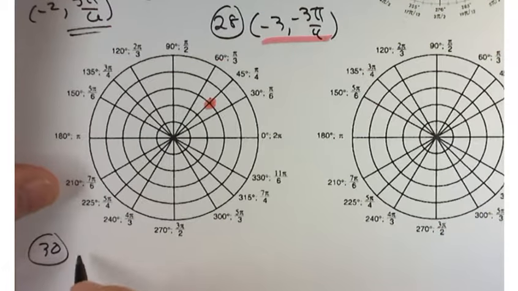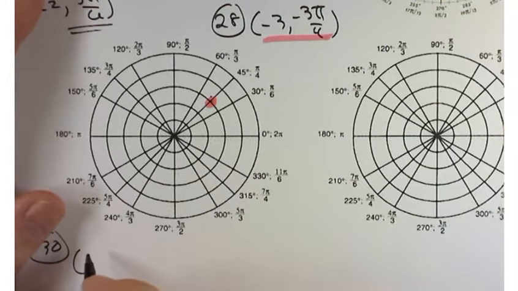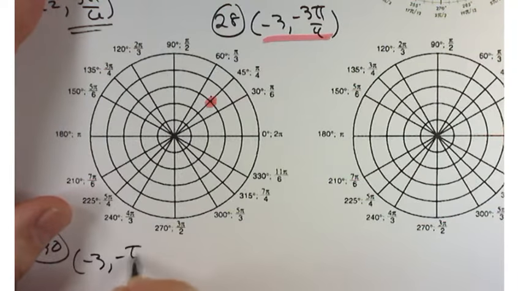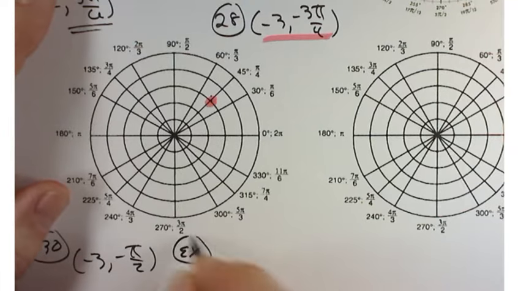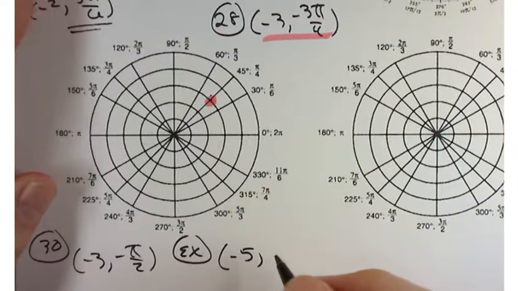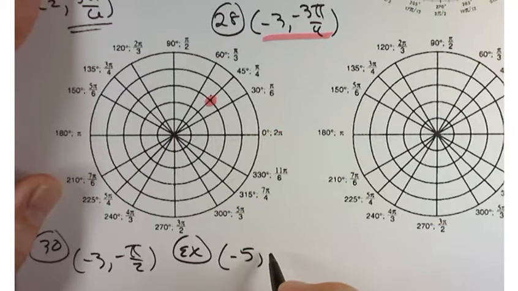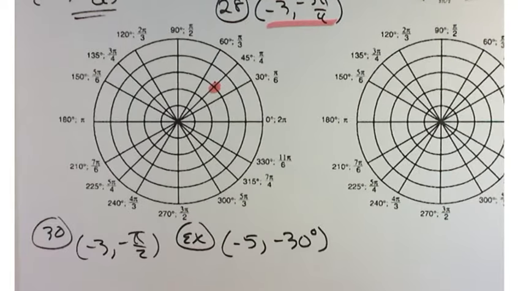You try one, maybe two here. Let's start with number 30, negative 3 and negative pi over 2. And then let me give you one in degrees. It's my own example. Negative 5 and negative 30 degrees. So let's see what you can come up with for those two.